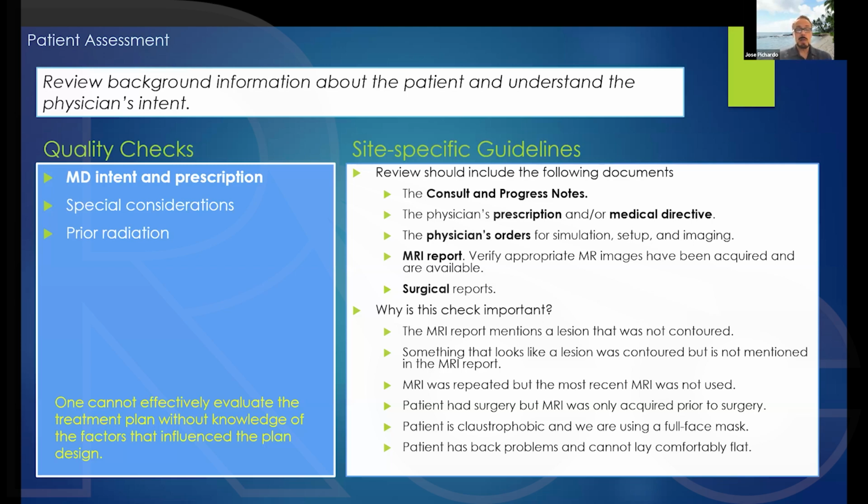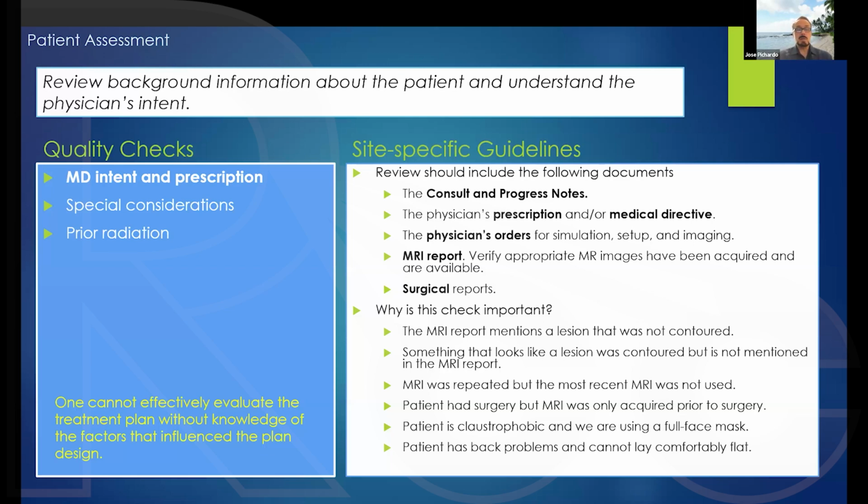In the case of brain cases, which is what we're focusing on today, you should definitely look at the MRI report, particularly when we're dealing with treating metastases in the brain, because you need to know where the metastases are located and how many there are. You should also look at the surgical reports. So why should we do this? Why should we check all these things?